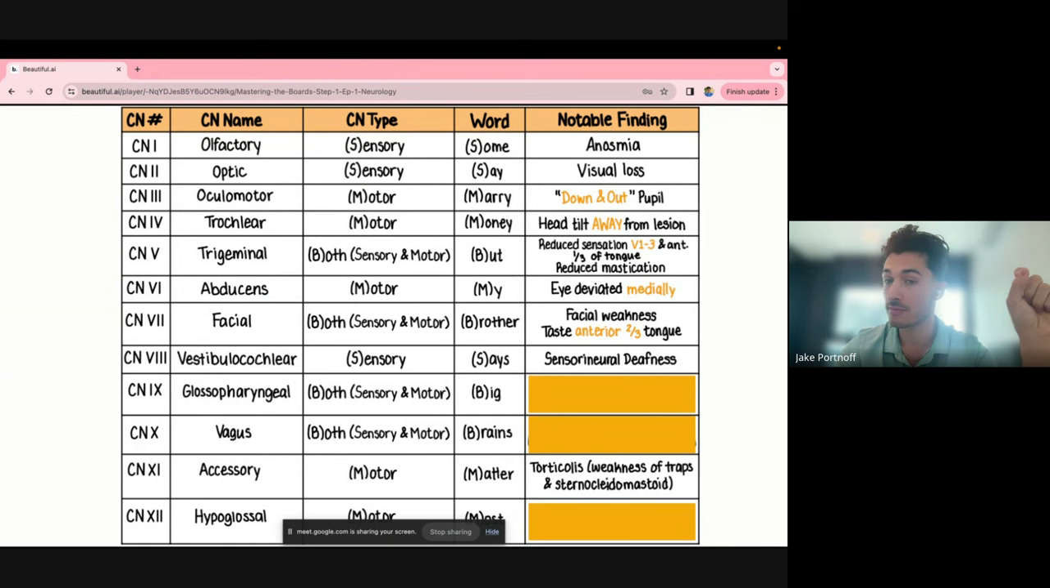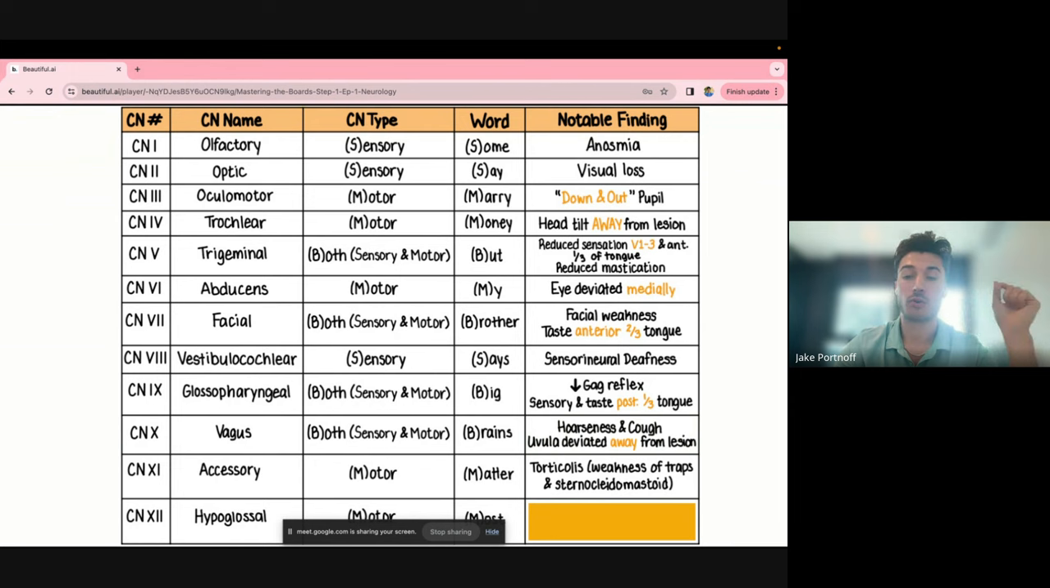Glossopharyngeal, part of your gag reflex, that's actually going to do both sensory and taste to the posterior third of the tongue. Vagus nerve, you're going to expect hoarseness, cough, uvula deviated away from the lesion. Cranial nerve 11, torticollis. And cranial nerve 12, finally integrating back to the question that we had, was tongue deviated towards the lesion. I love the mnemonic, lick your wounds. You've probably heard that one before.